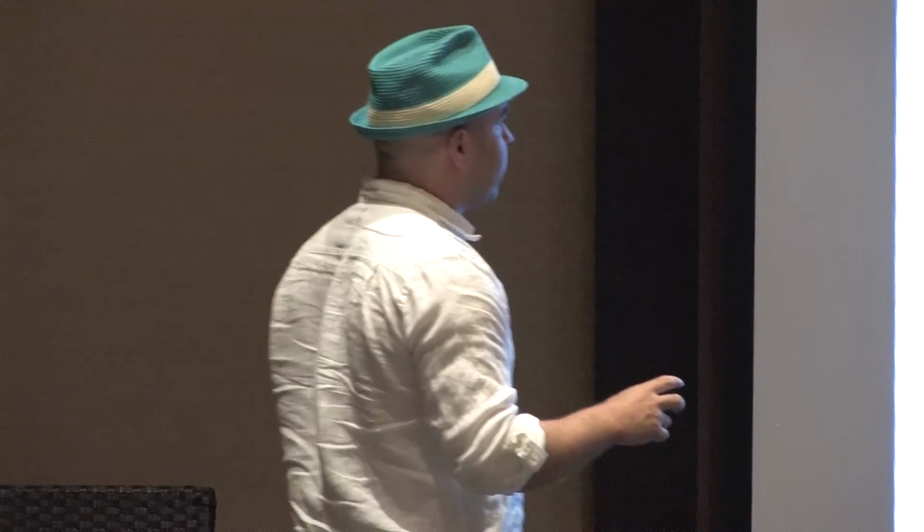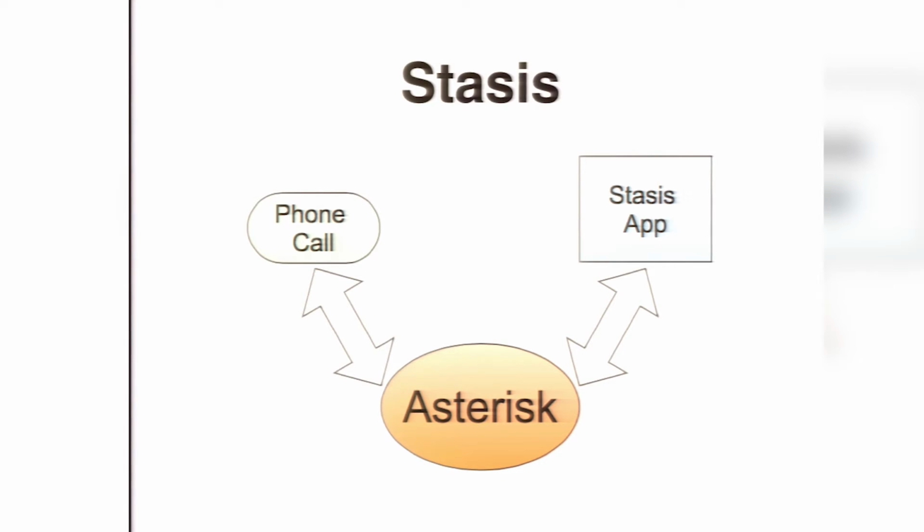A Stasis application, you connect it to Asterisk and you say, okay, my Stasis application is called Hello World. And then you can send a call in the dial plan to the Stasis application called Hello World. So you go Stasis, Hello World, as in exten => 100,1. So you can see here, to send my call to a Stasis application, all I'm doing is saying Stasis and then the name of the application.